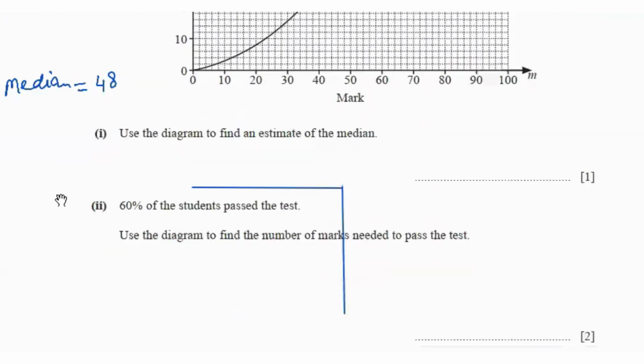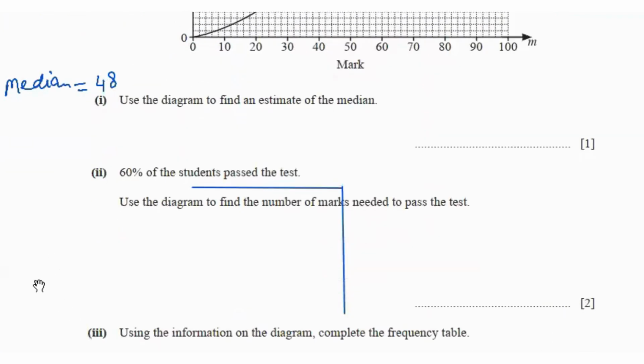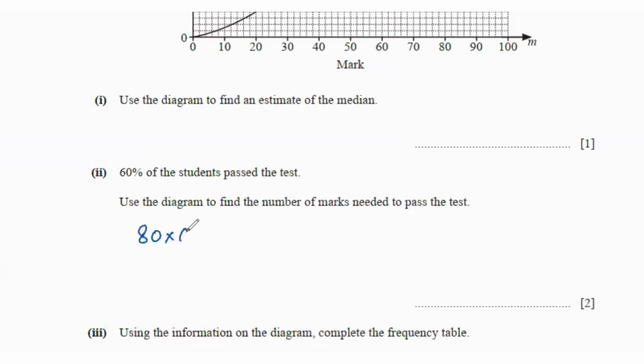Then it says 60% of the students passed the test. Use the diagram to find the number of marks needed to pass the test. So if 60% are passing the test, so 80 times 60 over 100, that is 48. So 48 students are passing the test.